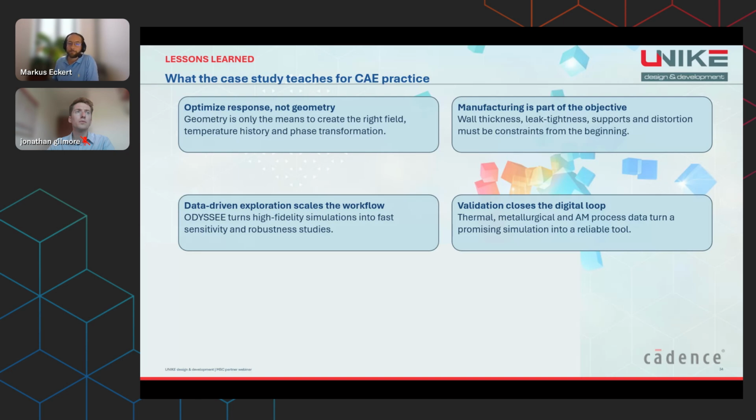Third, data-driven exploration scales the workflow. Odyssey helps to derive sensitivities, robust candidates, and faster design spaces from expensive full simulations. Fourth, validation closes the digital loop. Thermal measurements, metallurgical evidence, and additive manufacturing process data turn a plausible simulation into a robust tool concept. In this way, simulation-driven design connects the desired hardening pattern with an inductor coil that is actually printable and pressure tight.